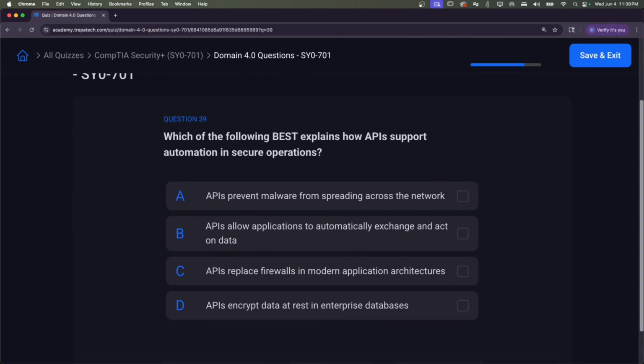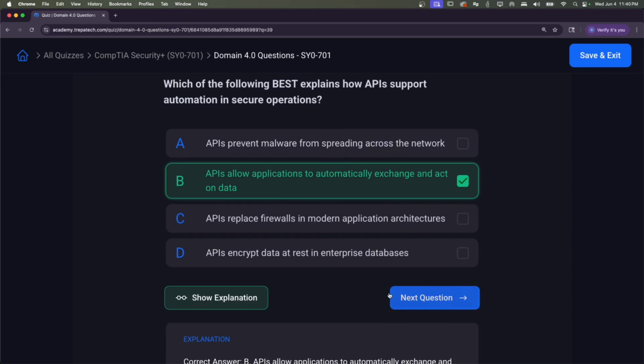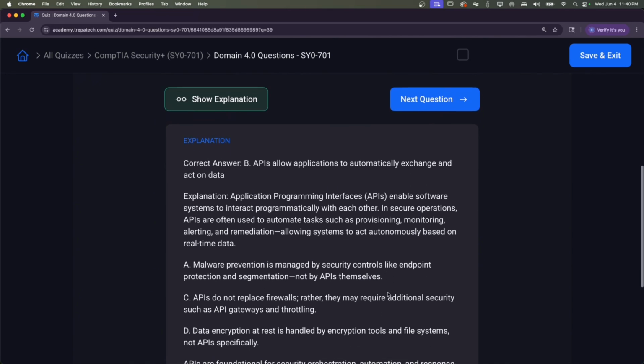Question 39. Which of the following best explains how APIs support automation and secure operations? APIs allow us to reach out and make requests, talk to a database, talk to a centralized identity provider, a centralized server. It exchanges data between different tooling, different architectures. So we're going to go with B here: APIs allow applications to automatically exchange and act on data.